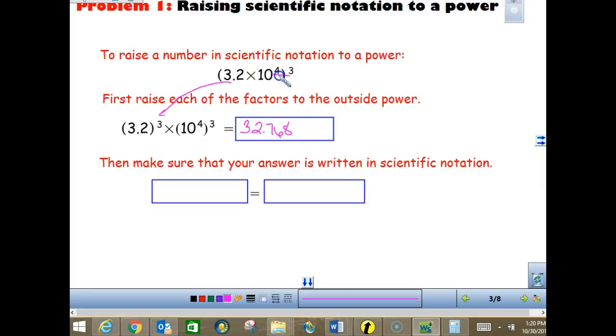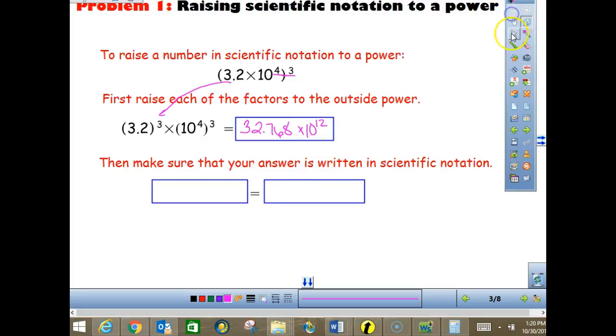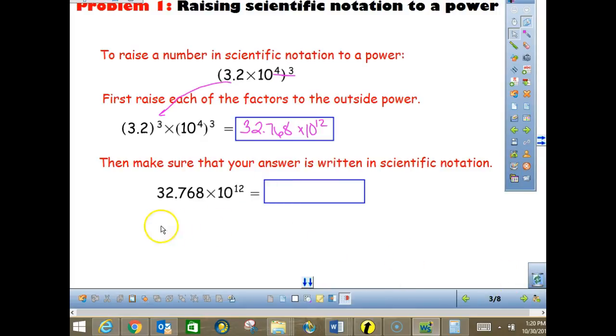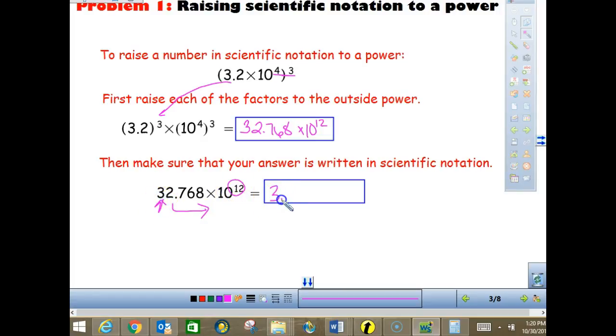We have to take this 10 to the 4, and we need to take the 4 times 3, which is going to give us 10 to the 12th again. At this point, our number is not in scientific notation, right? We have this 32.768, and it's times 10 to the 12th. This is telling us to move the decimal over 12 places. We need it to be between the 3 and 2. So I'm going to put 3.2, and I might put 77, right? Because we're always going to kind of look at just going 3 places back.